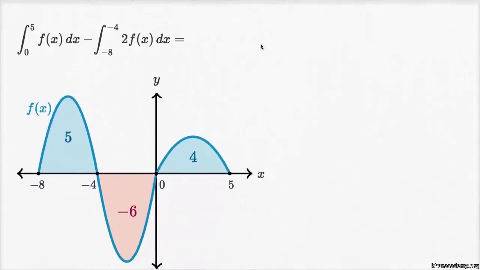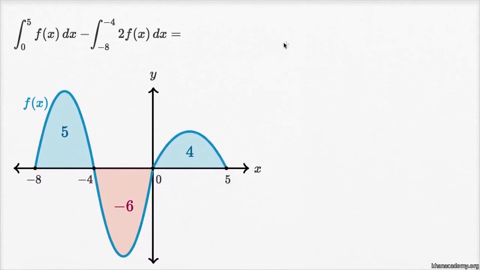All right. So here, this first integral, the integral from 0 to 5 of f of x dx. So this is pretty straightforward. We're going to go from 0 to 5, of f of x dx. So we're talking about this area there, which they tell us is 4. So that was pretty easy to evaluate. And now we're going to subtract.